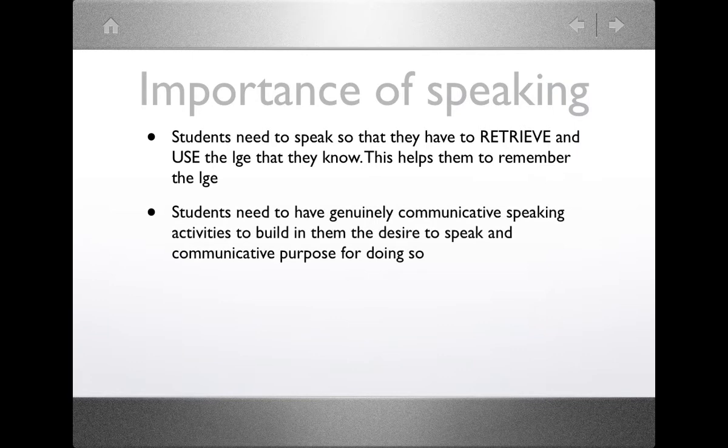So students need to have genuinely communicative speaking activities to build in them the desire to speak and a communicative purpose for doing so.